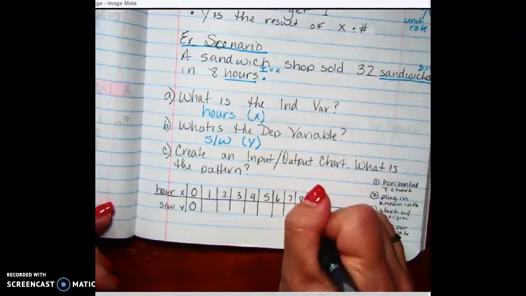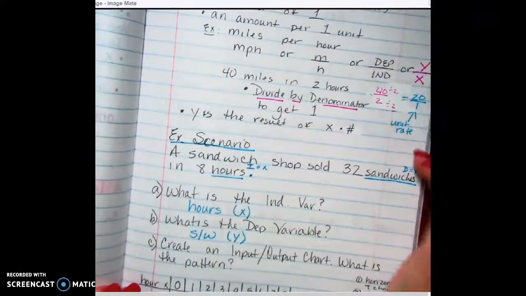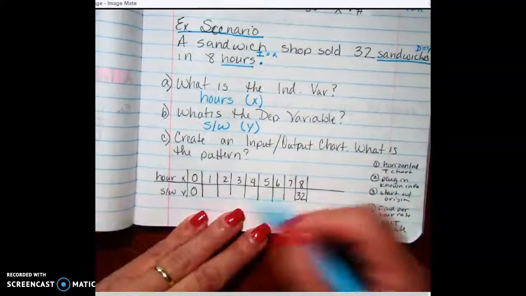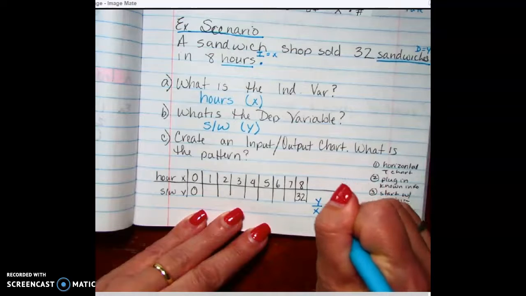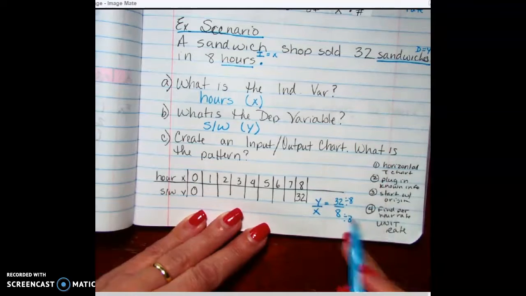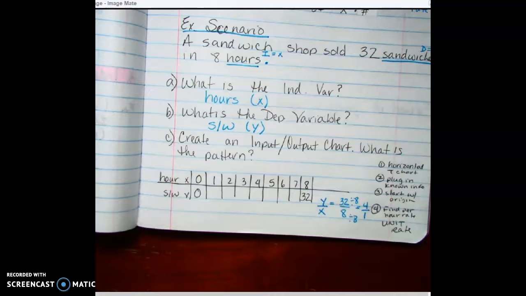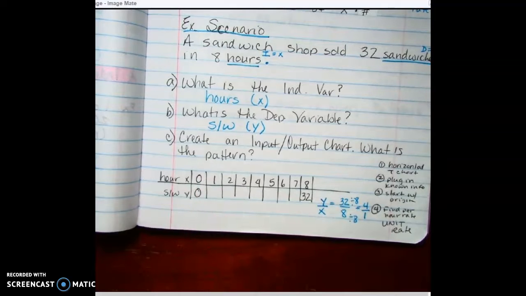And we said 32. So there are steps 1 and 2. Now I need to figure out what my per unit rate is. Well, if you recall, over here we have x over y, and then we divide by the denominator. So I'm going to take, I'm sorry, y over x, my apologies. So y over x is 32 over 8. And then I divide by 8 and divide by 8. And what do I end up with? 4 to 1. Oh, wait. It's 4y and 1x. So that's what I'm going to write in.